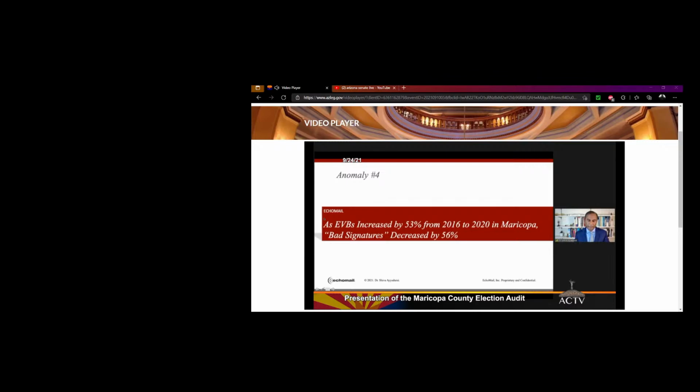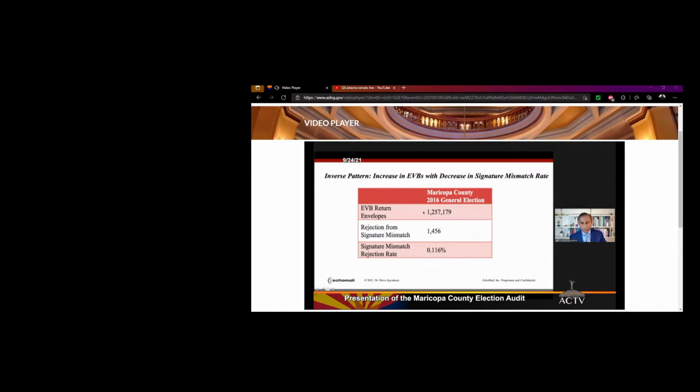Fourth anomaly. As the EVBs, which means early voting ballot envelopes, increased by 53% in the general election from 2016 to 2020 in Maricopa, bad signatures decreased. Let me explain what I mean by that. In 2016, the election previous to 2020, 1,257,179 return envelopes were submitted. 1,456 were considered to have a mismatch, with a rejection rate of 0.116.